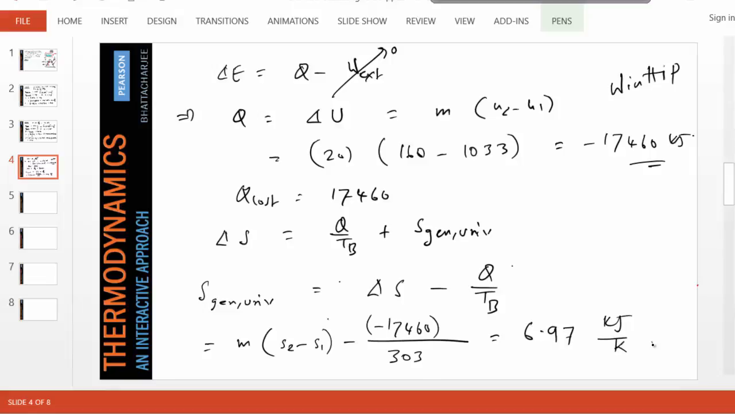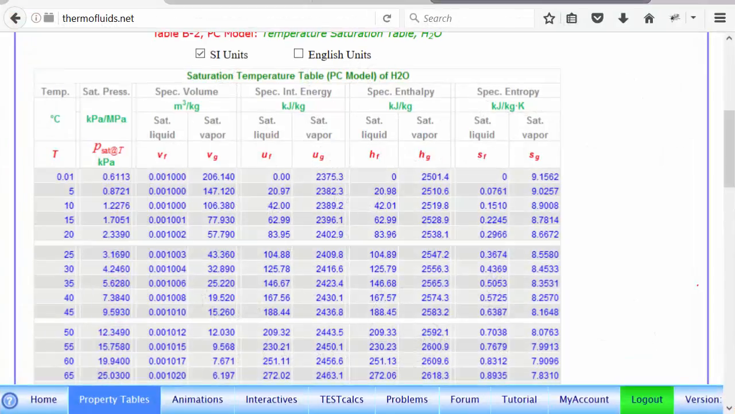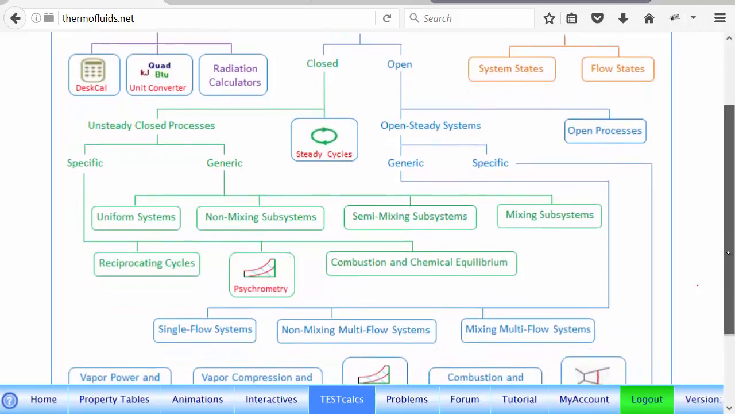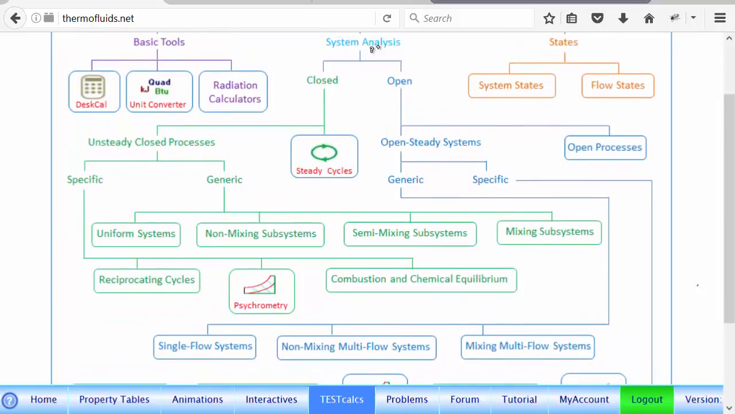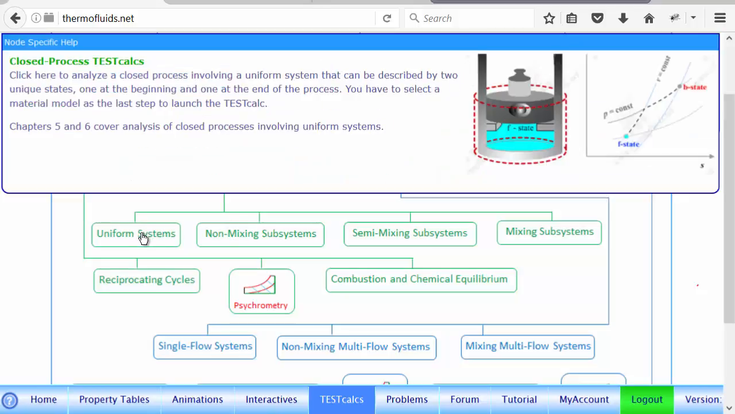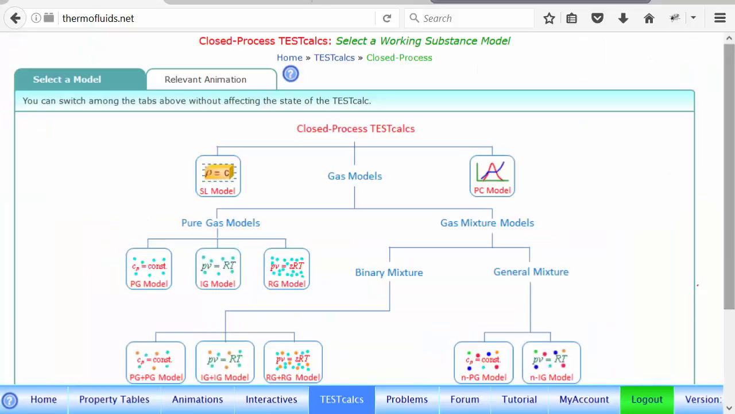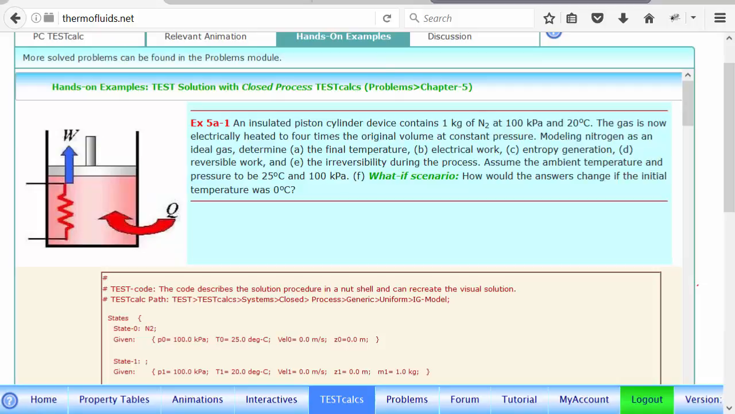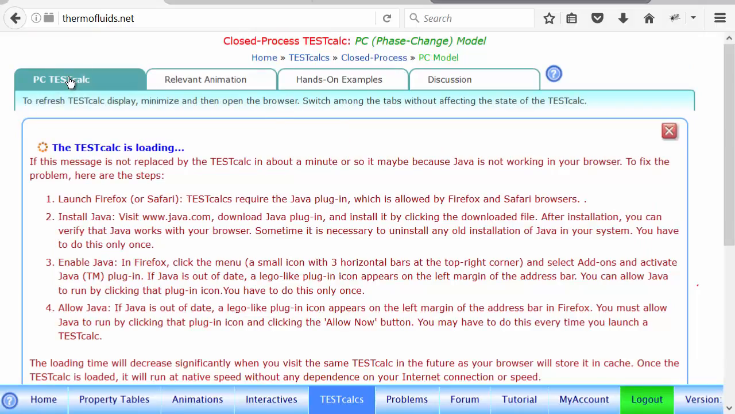So let's go quickly verify this solution using TESTcalc. You'll see how fast you can do that. So to launch the TESTcalc again, it will be a closed process. So if we follow the system, closed, and generic branch, it's a uniform system. What uniform system means is that at a given time, we have only one state describing the system. And it's a PC model. And then finally to launch, we click here.